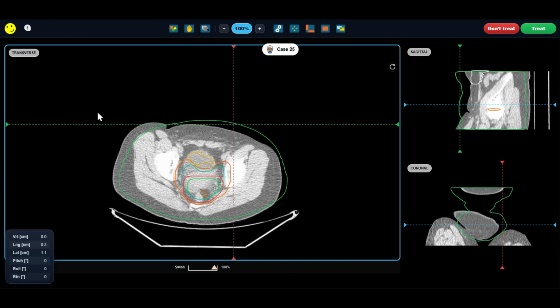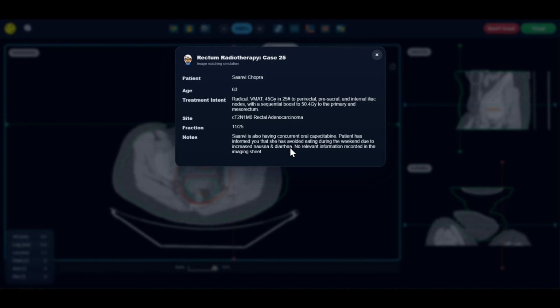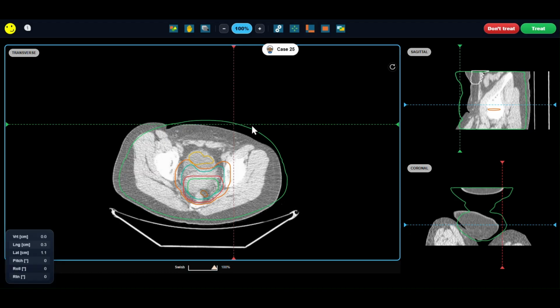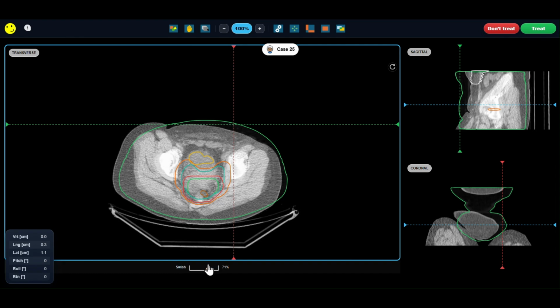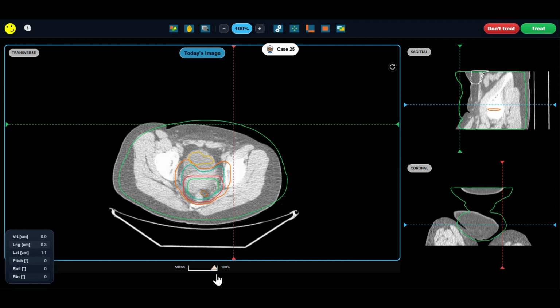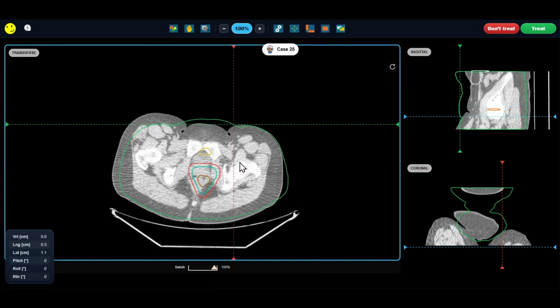Right, so initially when we looked at the patient's case, we saw that the patient avoided eating during the weekend due to nausea and diarrhea, and we can already see that there's contour change and the patient's rolled, and also that we might not have the right equipment on the bed. So that's already a red flag, before even image matching. Hence why it's very important to look at all your clinical information before image matching, and that gives you a better understanding of the current situation.